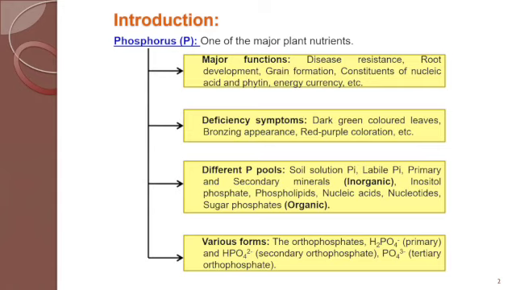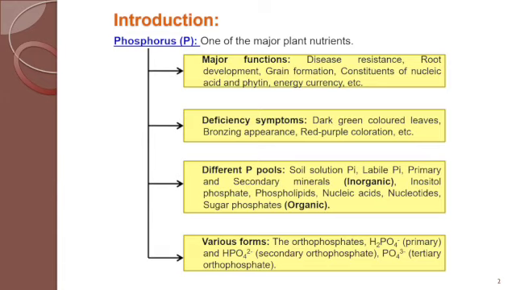Broadly, phosphorus has 2 pools. The inorganic pool comprises the solution phosphorus, labile inorganic phosphorus, and primary and secondary minerals, whereas the organic pool comprises compounds such as inositol phosphates, phospholipids, nucleic acids, etc., which are quite stable products.